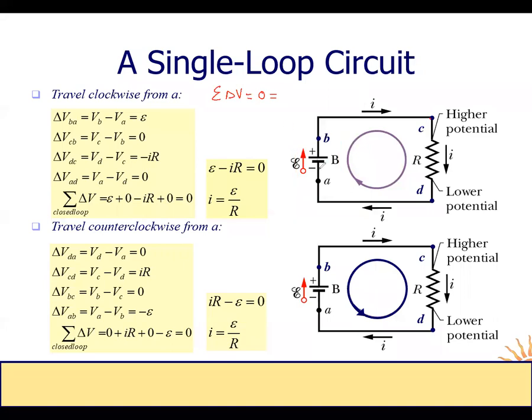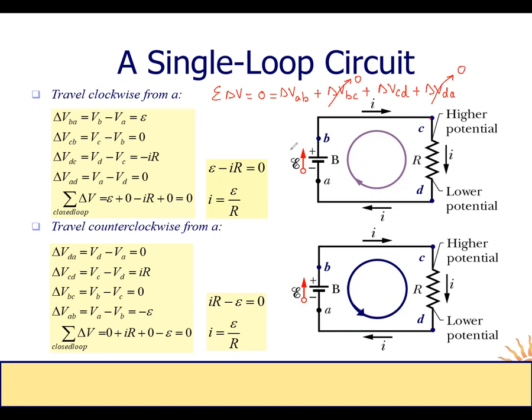We can say delta V AB plus BC plus CD plus DA. Between B and C we have nothing, so we don't have delta V between them. Between D and A we have nothing, so we don't have a difference of potential.